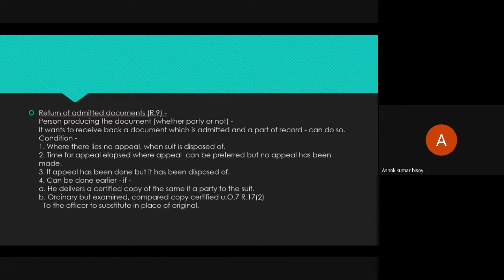So you will give a certified copy, if you are a party of the suit, then in that case you have to give a certified copy. And if you are not a party, another person other than a party to the suit, then an ordinary copy will also do, but it should be examined, compared and certified according to Order 7 Rule 17 clause 2. Under Order 7 Rule 17 it says that if someone produces the original, the court officer can compare it, copy it, examine it and give a copy to him, and keep that certified copy. So in that case, even if it is not a certified copy, an ordinary copy can be given if it has been certified in that manner under Order 7 Rule 17 clause 2.